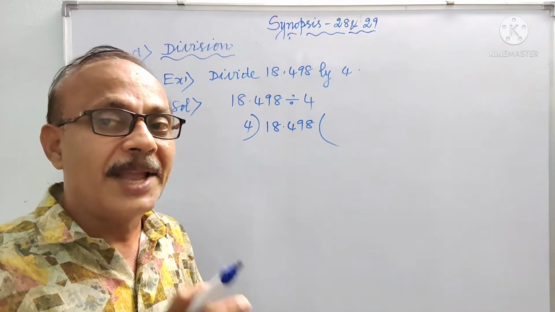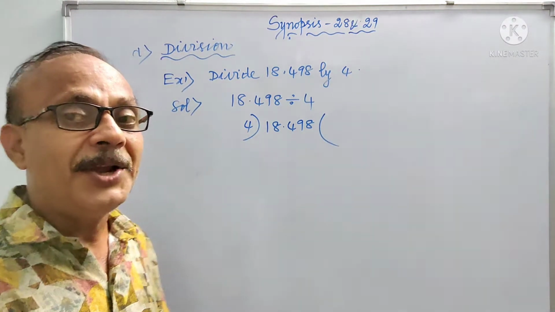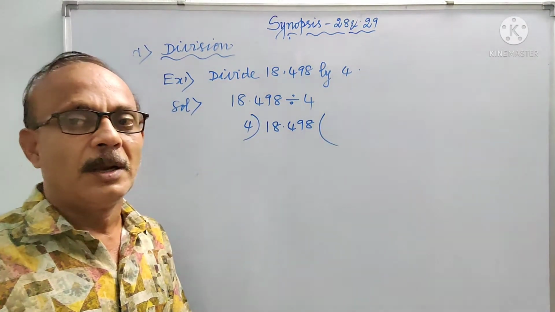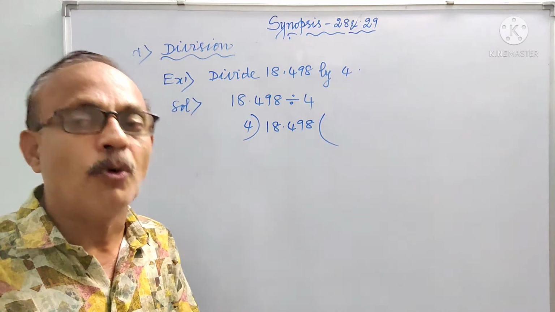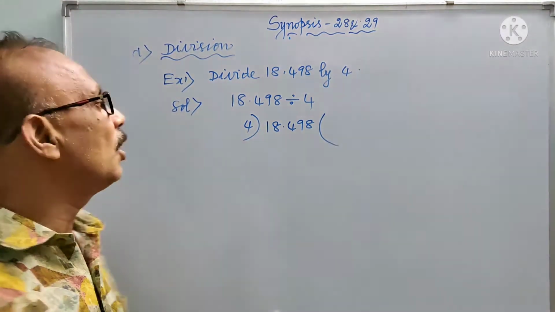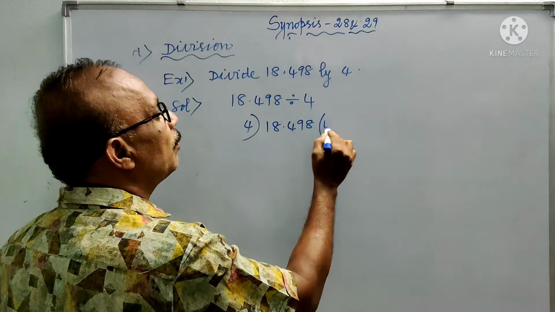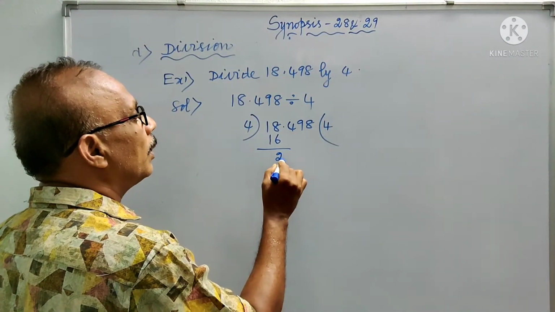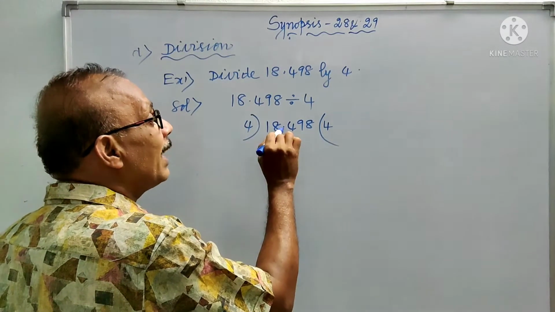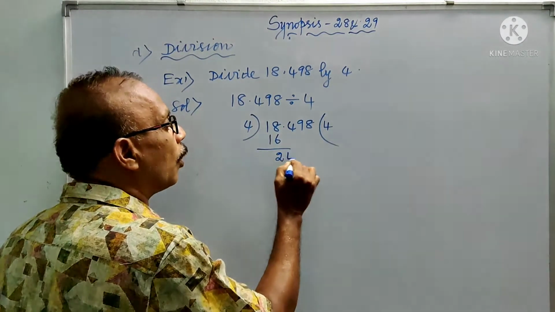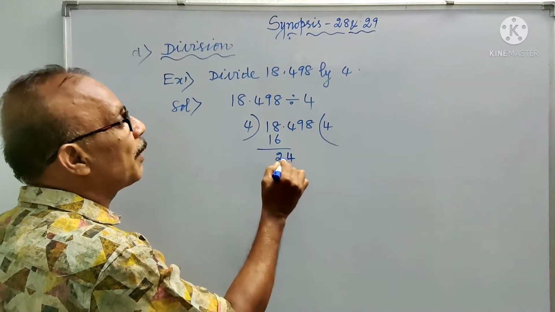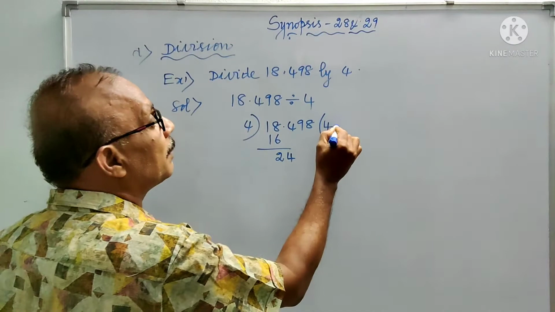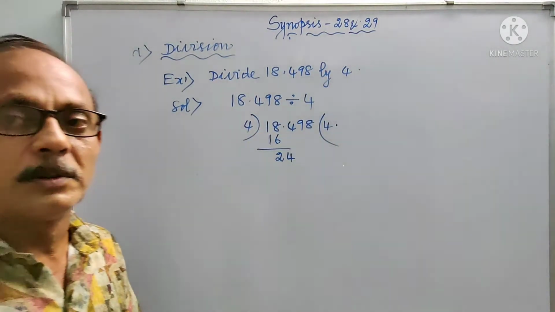But what care you have to take is, when you are bringing down a digit after the decimal point, you have to keep a point in the quotient also. That's it. So first in 18, 4 fours are 16, remainder 2. Now we are bringing down a digit after the decimal point, 4. There is no need to keep any decimal point here. But since you took a digit after the decimal point, keep a point in the quotient.